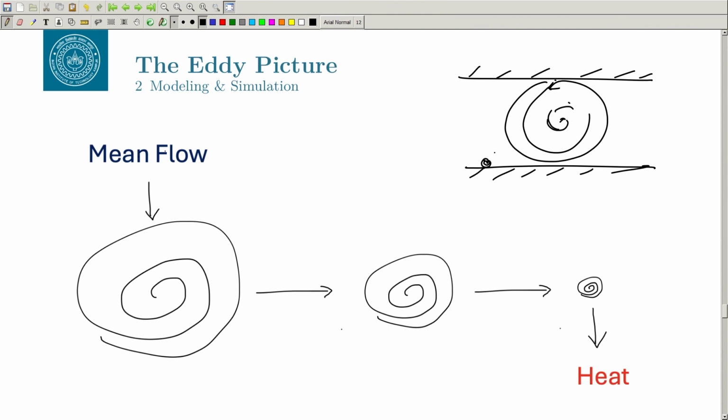So, if you want to simulate this flow, you need to resolve the largest eddy. This is your largest eddy, and this is the smallest eddy. Okay. So, you need to resolve both the largest eddy as well as the smallest eddy. So, your grid should be smaller than the smallest eddy size.